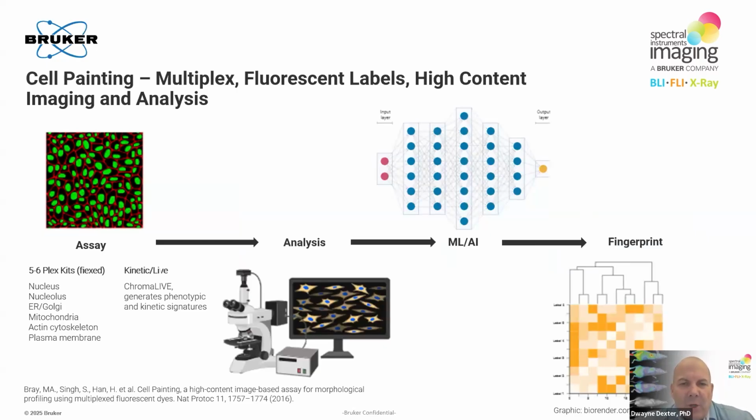More recently, cell painting has been employed to look at not only compound efficacy, but also compound toxicity. Cell painting is a method, again, leveraging high content imaging, where you're staining multiple compartments within a cell, capturing images, segmenting and quantifying fluorescent signal from those compartments.